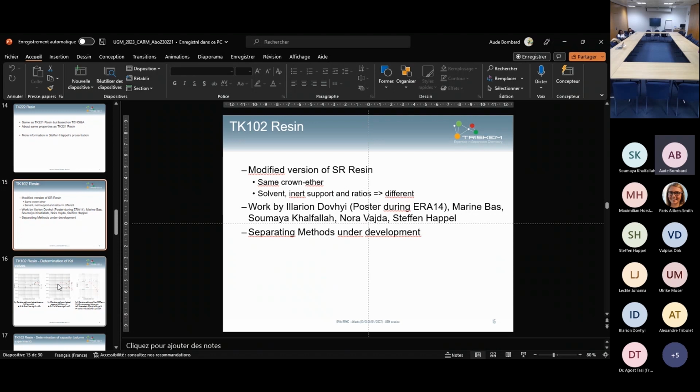So this was done by Ilarion, who presented the poster during the ERA meeting, with our colleagues Marimba and Sumaya Kalfala, and our colleague in Hungary, Nora Vaida at the Radanal lab. All was supervised by Stefan. And the current method that is applied on the strontium resin has been applied on the TK102, but other separating methods are under development.